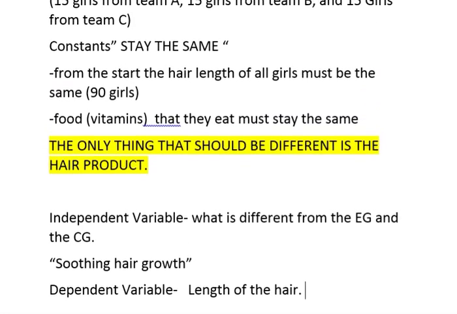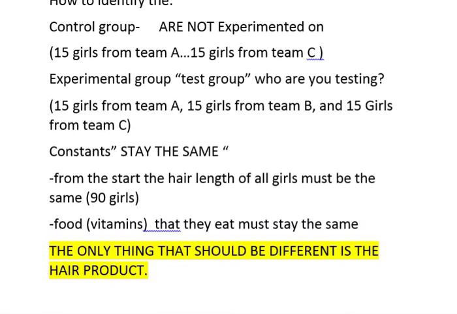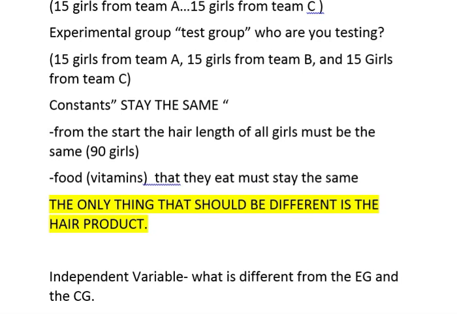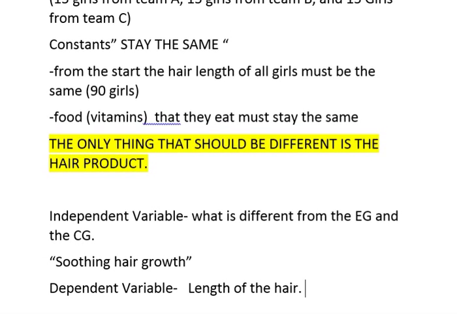Okay, now here you have your designed experiment. So we've identified the control group, which is the group that has not been experimented on. We have the experimental group, which is your test group. We have the constants, the things that stay the same, because we can't say that, okay, using the soothing hair product, your hair does grow faster if the people that were using the soothing hair product were also using many different hair products at the same time.